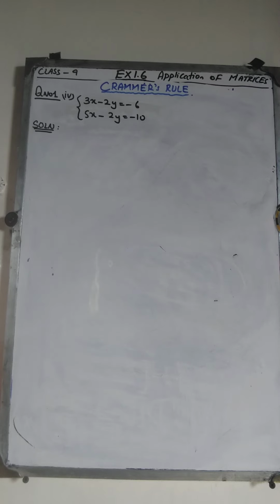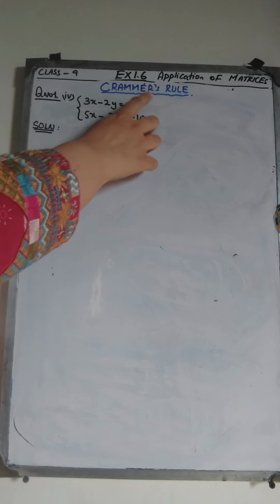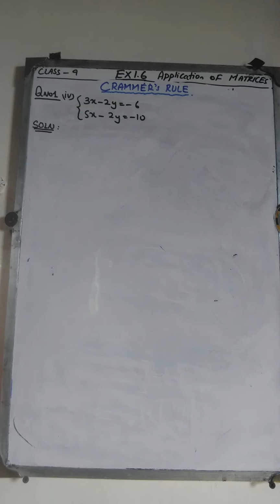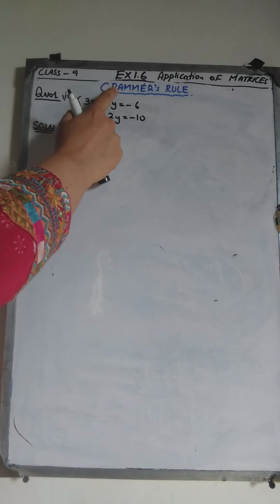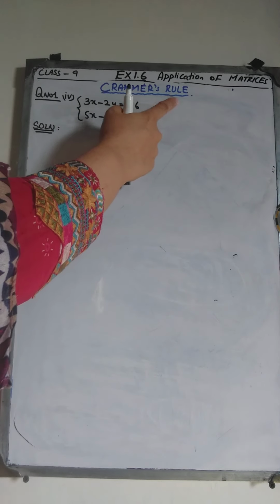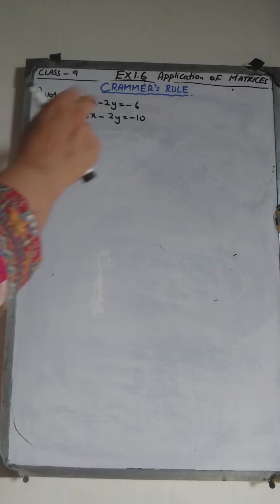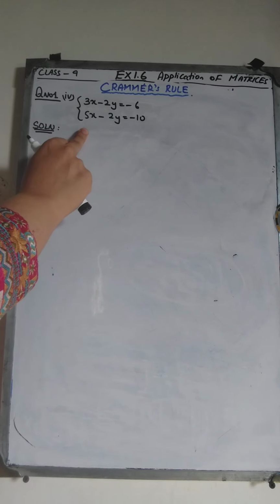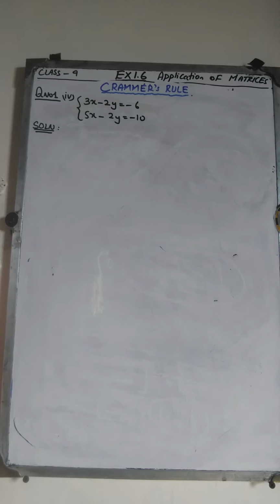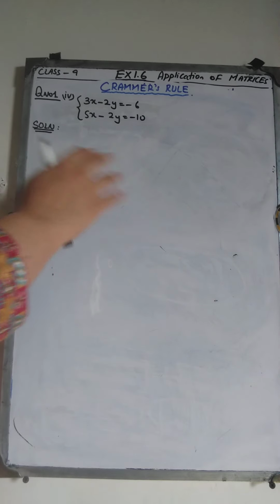Bismillahirrahmanirrahim. The next topic is that of solving the linear equation through Cramer's rule. As we saw in the previous lecture, we solved these equations by using the inverse method. Now we are going to use the second method, called Cramer's rule, to solve these linear equations. For this we need to define three matrices.